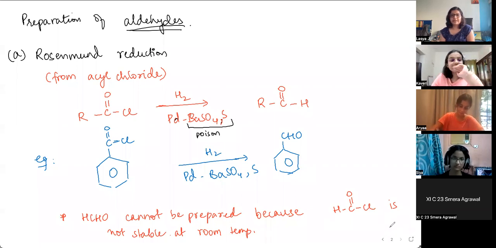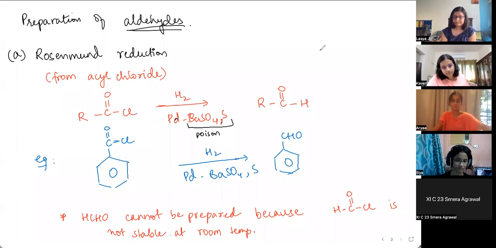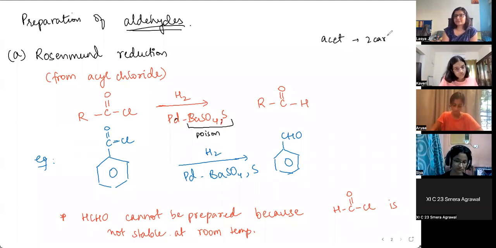So acetyl chloride is just, in place of R, there is CH3. So anywhere you come across acid, like acetic acid, it means there are two carbons.